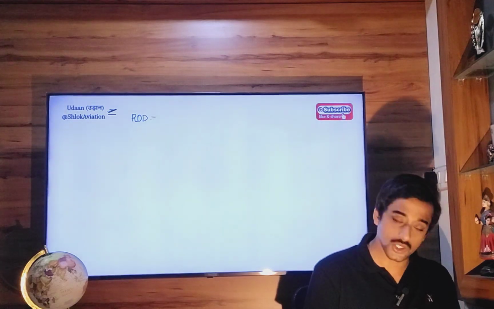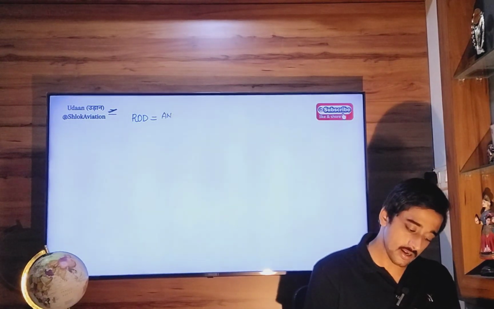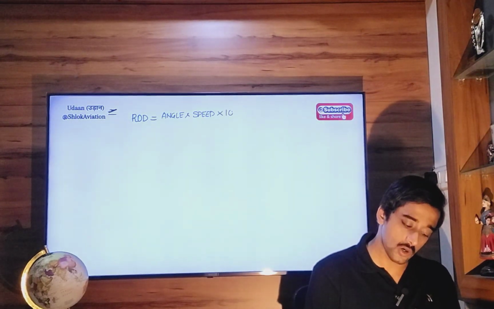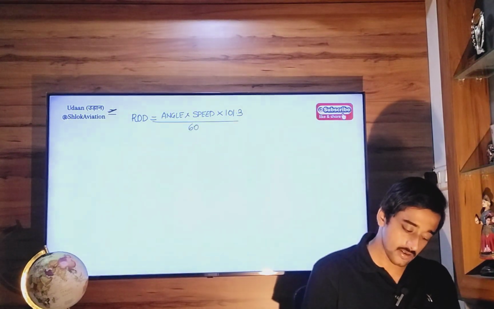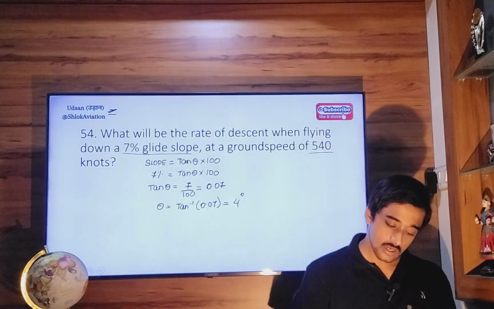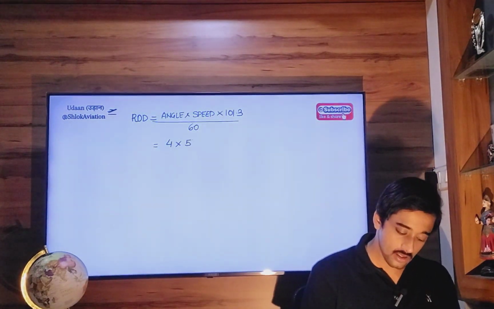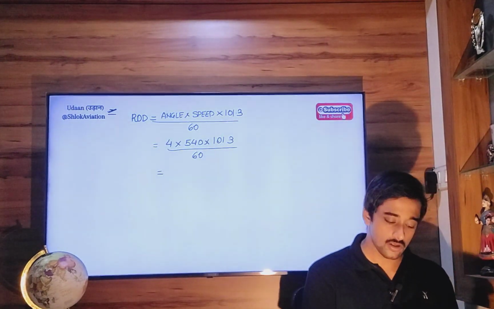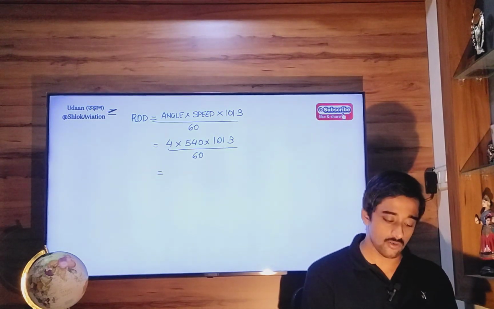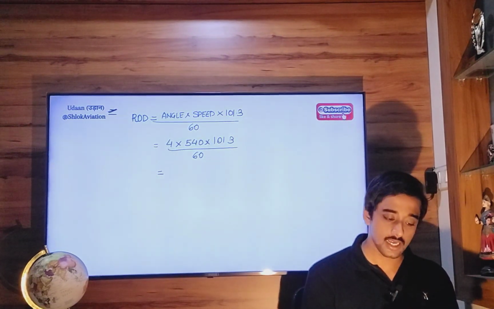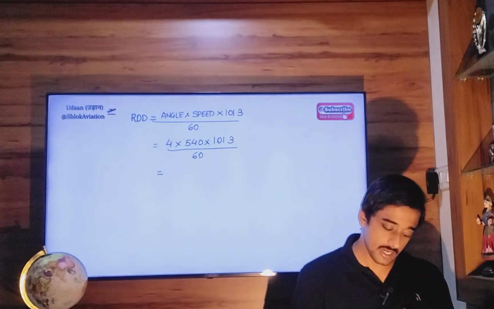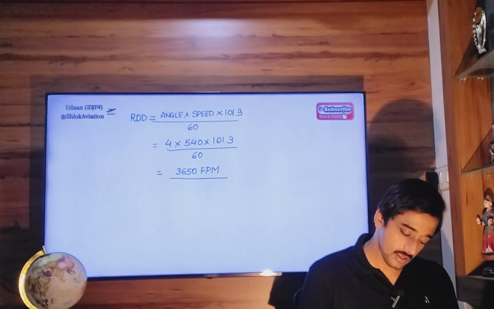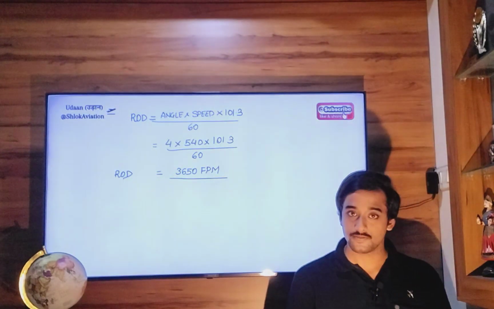Now use the direct formula. Rate of descent equals glide angle into speed in feet per minute, so 101.3 by 60. So 4 into ground speed 540 into 101.3 divided by 60 is 3646.8, or approximately 3650 feet per minute. That is your rate of descent.